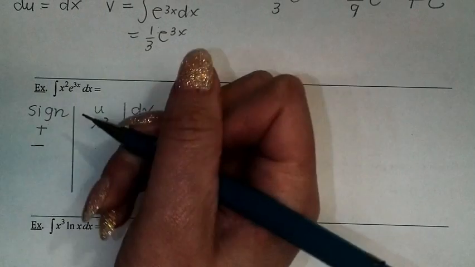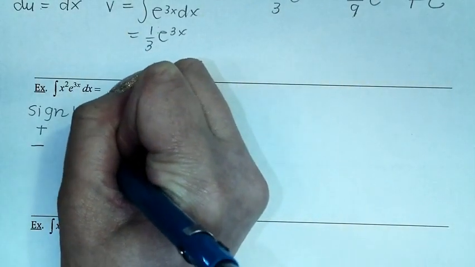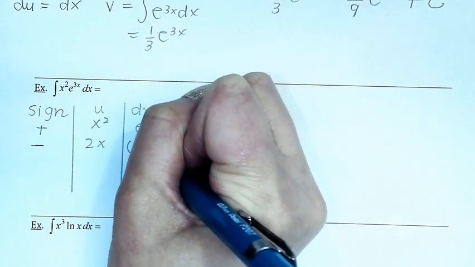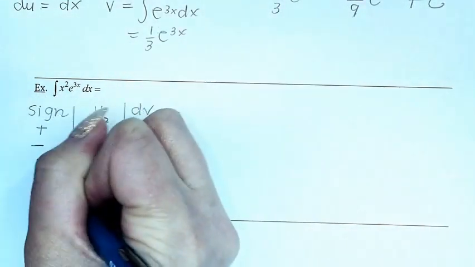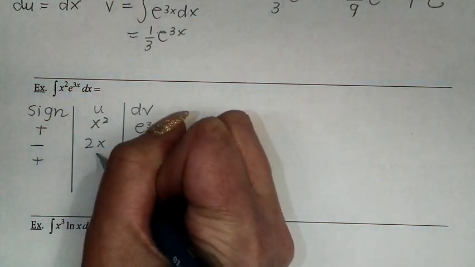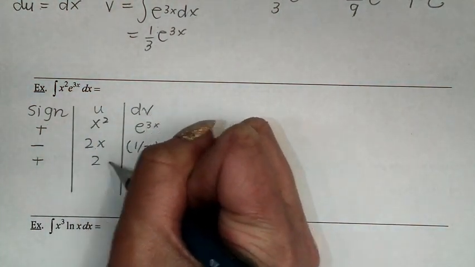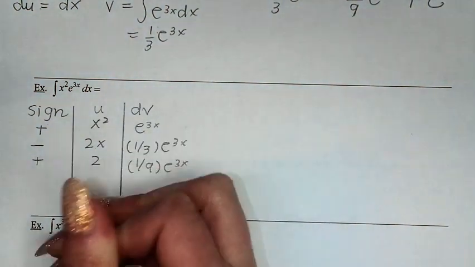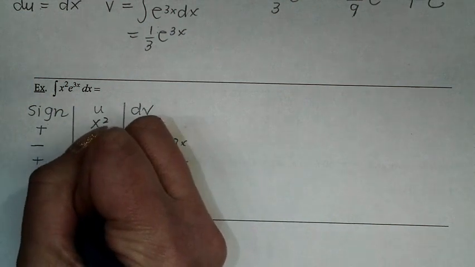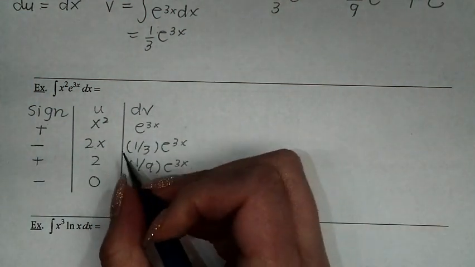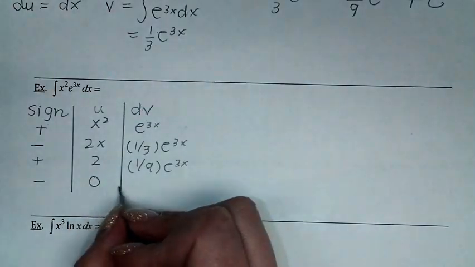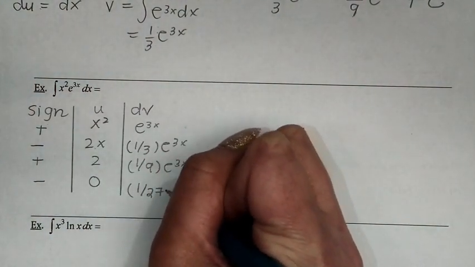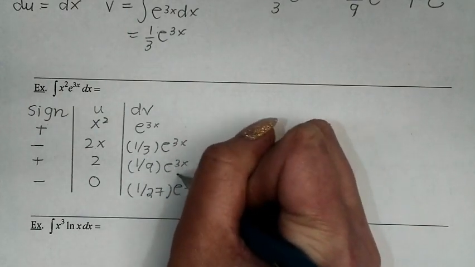So you start with minus, the derivative of x squared is 2x, and the integral of e to the 3x is 1/3 e to the 3x. Then this is plus; we haven't finished because the derivative of 2x is 2, and the integral of that is 1 over 9 e to the 3x. Then you go another step, minus, and you get the 0, meaning we're on the last step. Then you have 1 over 27 e to the 3x as the integral of this.